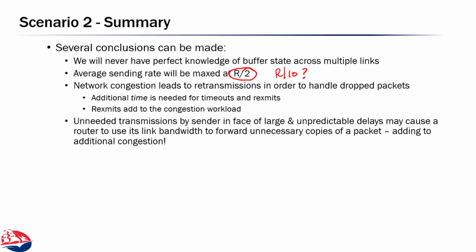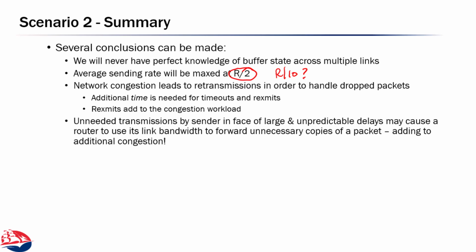For example, we have a 10 gigabit connection to the internet on campus, but I'm sharing that now with several thousands of users at any given time. I need to make sure that my sending rate is well below that rate, because I'm not going to get the full 10 gigabit. Network congestion leads to retransmissions in order to handle dropped packets, and additional time is needed for timeouts and retransmits, and that's going to slow down my data rate.